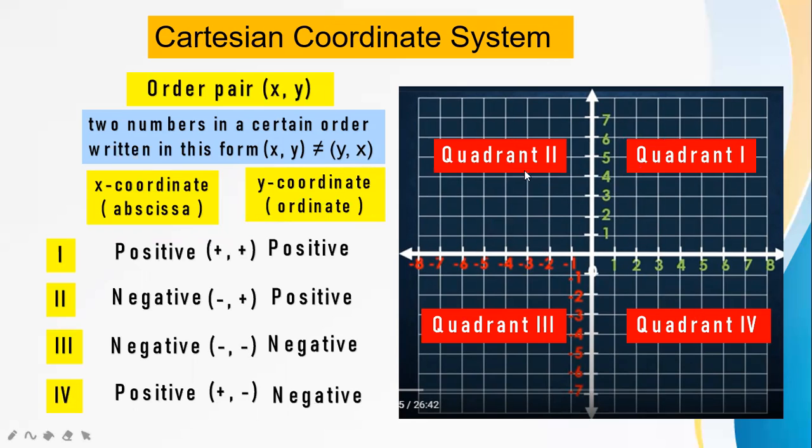Positive, positive; negative, positive; negative, negative; positive, negative. So we have positive, positive, and look at this one, negative, negative. And this one is negative, positive, and therefore this one is positive and negative. So that will be the pattern.